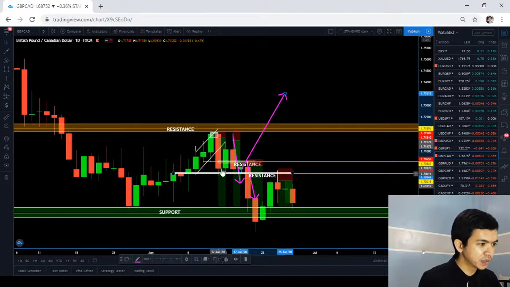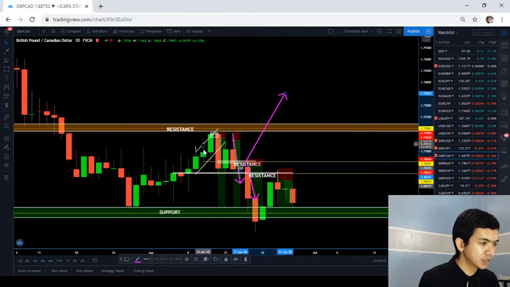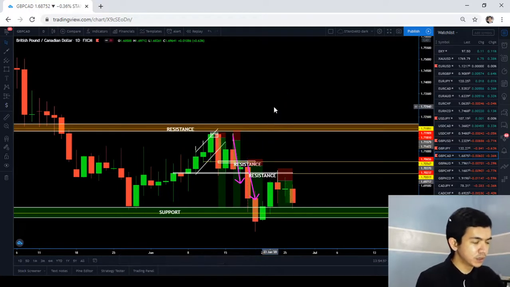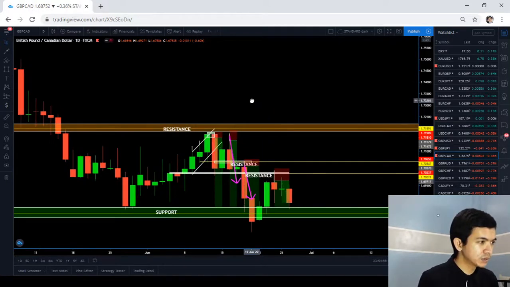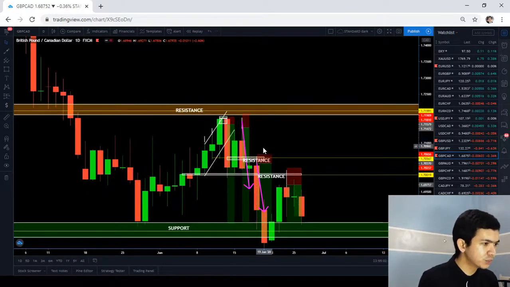Ang meron pa nga ito. It just strengthens your analysis na talagang bababa yung market through this daily candlestick formations. Yung bearish engulfing. Parang lalong na-strengthen yung analysis mo na talagang bababa siya. So, why would you panic?